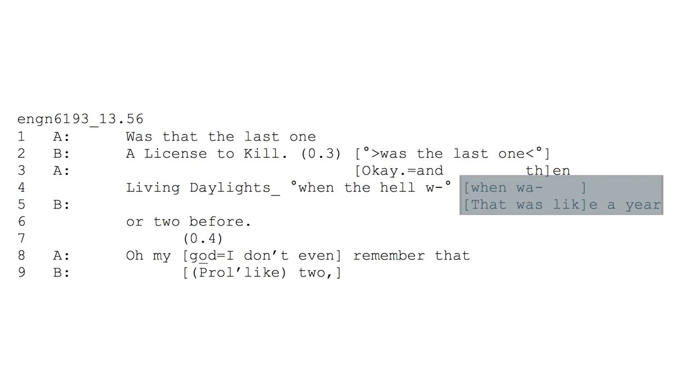It's acceptable to overlap the projectable ends of TCUs, and Adam's question is clear as soon as he says both the next movie title and when. The possible ending is projectably coming up, such as "was that" or "was it" or "was that one." No matter the ending, the question is likely the same, so Ben jumps in with an early response. Early onset and overlapped TCUs are quite common, especially during storytelling.